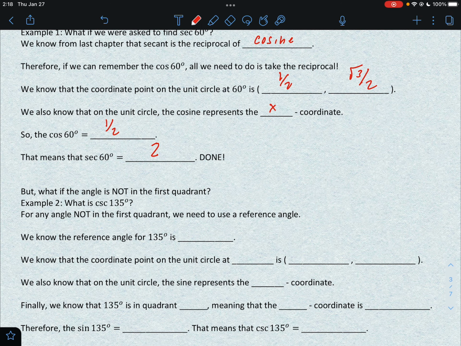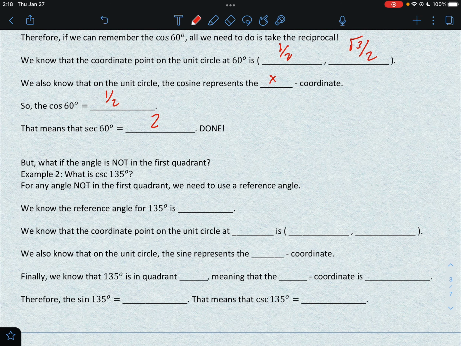Well, the angle's not in the first quadrant. So for example 2, what is cosecant of 135? We'll have to start with the reference angle. The reference angle for 135 is 45 degrees. It's 45 degrees away from the 180 degrees. We know that the coordinate point on the unit circle at 45 is root 2 over 2 comma root 2 over 2.